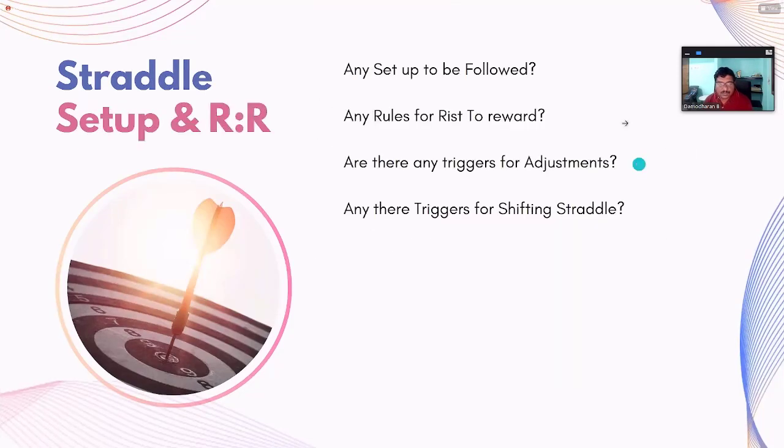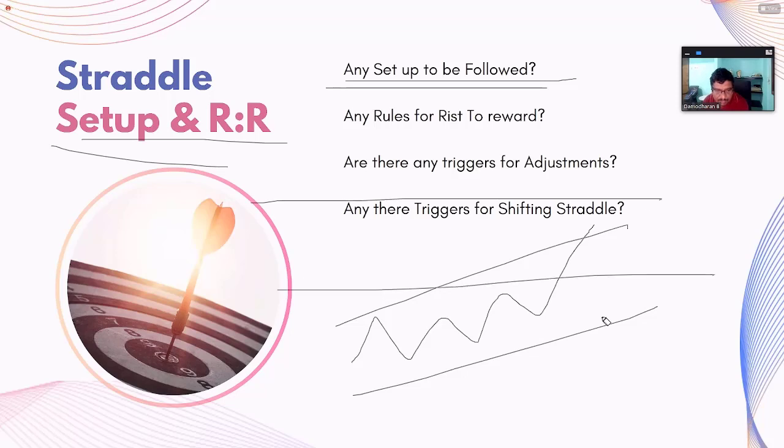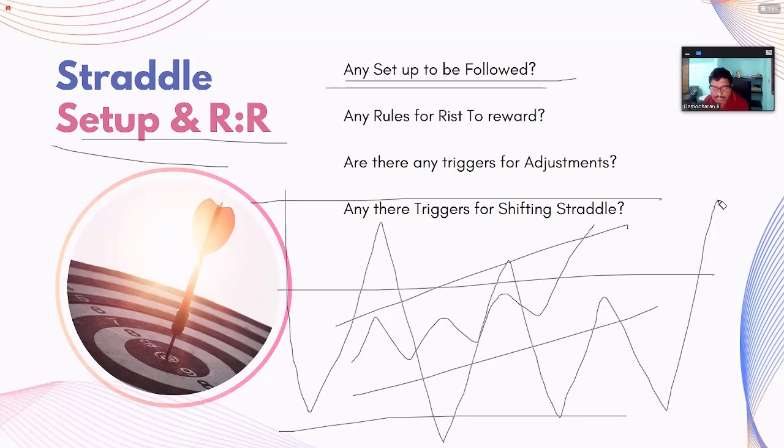Okay, so now straddle setup and risk reward. Generally, for any setup to be followed, I already said, work out on some patterns. Let it be charts, let it be a trend line, let it be even a kind of box. You need to first of all find what your range is, right? And one more thing, now we will go with mostly live stuff.